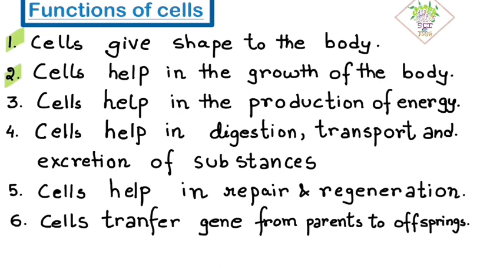Cells help in the growth of the body. From one cell, cell division occurs and 2 cells are formed. From 2 cells, 4 cells are formed. From 4 cells, 8 cells are formed and so on. So as there will be an increase in the number of cells, there occurs the growth of a living organism or the growth of the body of the living organism in length and breadth too.